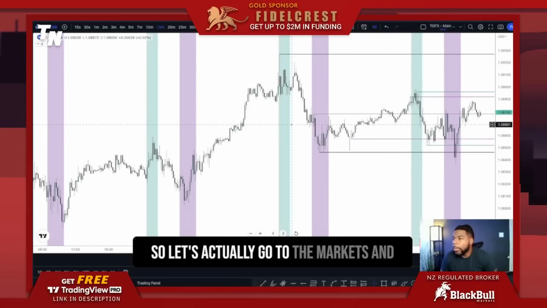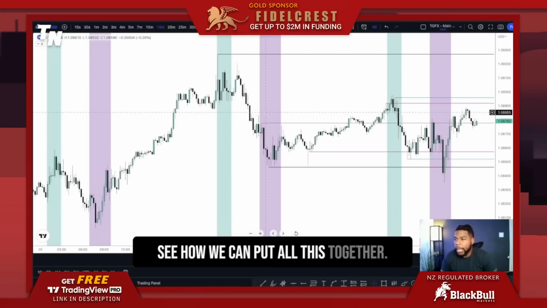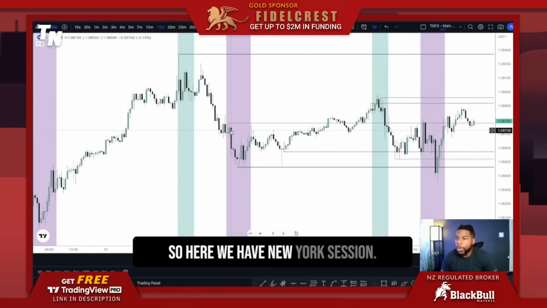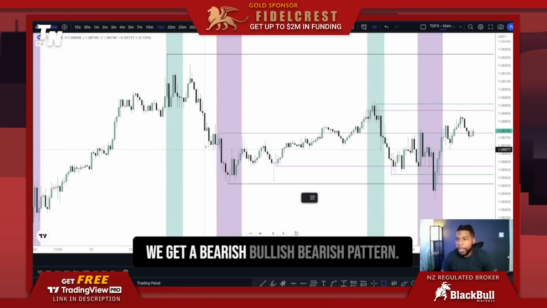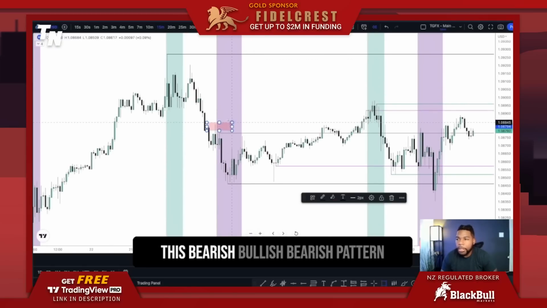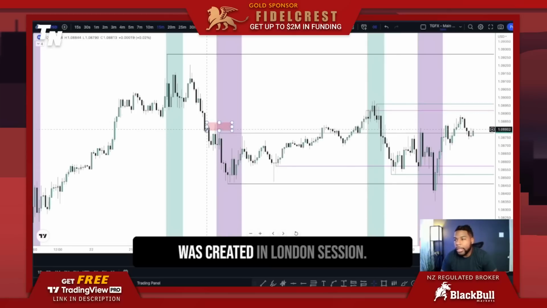So let's actually go to the markets and see how we can put all this together. Here we have the New York session, all right? The New York session started right here in the purple area. And what we can see is that we get a bearish, bullish pattern. This bearish, bullish pattern was created in London session.